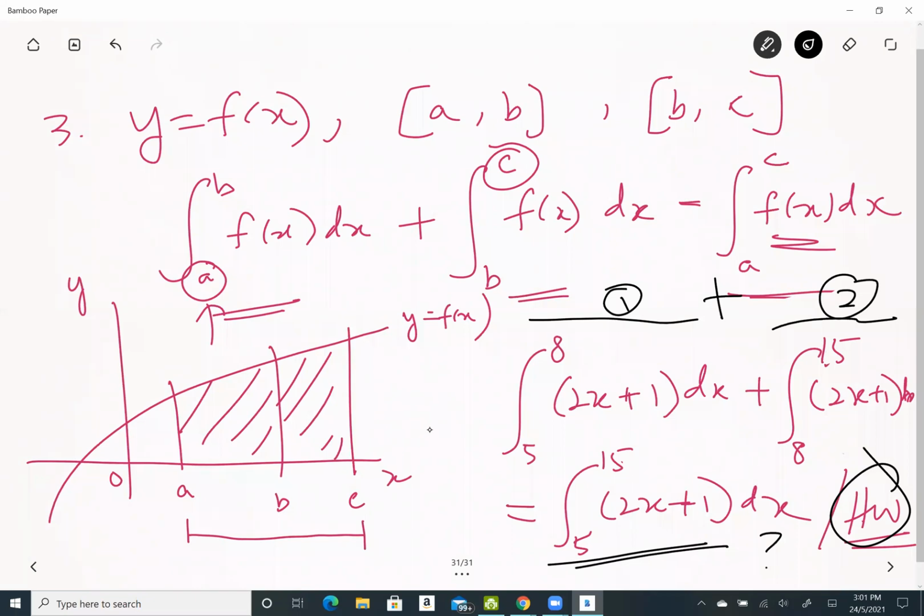Okay, 13.3 is area between 2 curves. Okay, area between 2 curves. What we did so far is that we are looking at the area only under 1 curve. So in 13.3, we extend it further. We are looking at area between 2 curves. So this is the idea. The idea is the following.